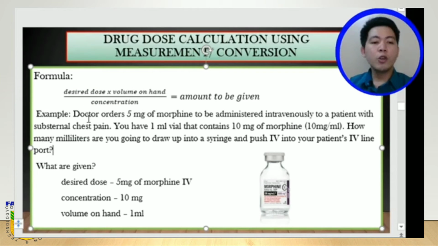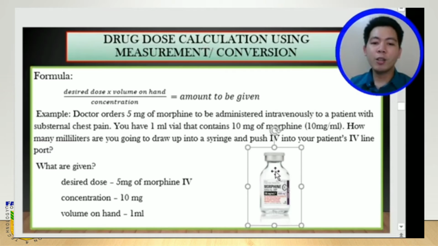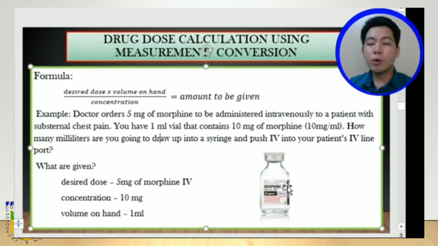Okay, for example, doctor orders 5 mg of morphine. So, ang morphine ay isang klase ng drug to be administered intravenously to a patient with substernal chest pain. So, saan yung substernal? Sa may sternum or breastbone. So, you have 1 ml vial. Ito po yung vial or lalagyan. Kung yung 1 vial contains 10 mg of morphine or 10 mg per ml, how many milliliters are you going to draw up into a syringe and push IV or intravenously into your patient's IV line port?